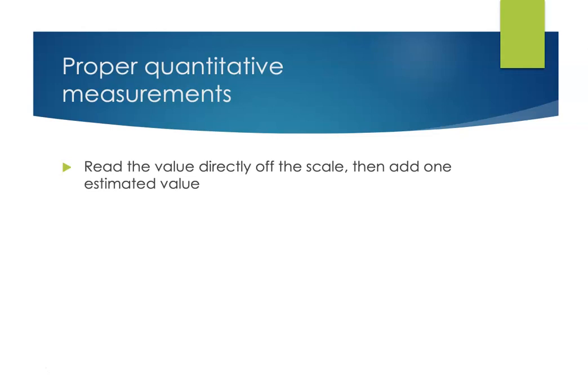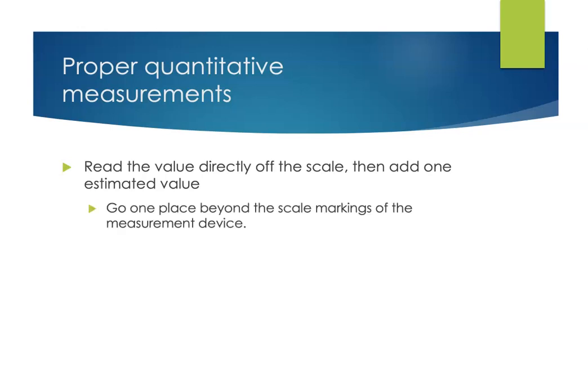You read the values directly off the scale and then you add one estimated value. You have one estimated digit. And that's always one place beyond the scale markings of the measurement device. So in that beaker that had markings every 100, we could estimate to the tens. Whereas in the graduated cylinder, it was marked off every 2, so we could estimate to 0.2, which is in the tenths place. So you always read between the lines. You can imagine in your mind that the space between the markings has 10 invisible markings, and you can use that to estimate that last digit, that estimated value. So you always have one estimated value in your measurement.